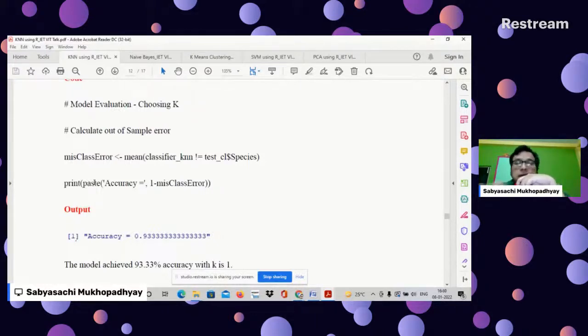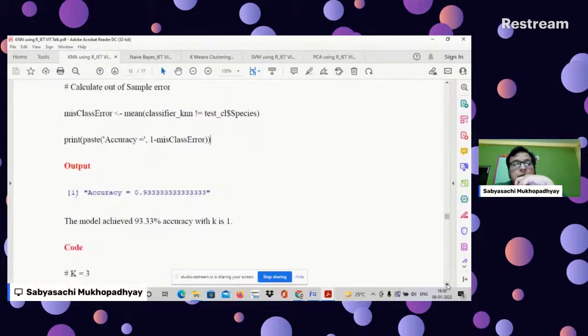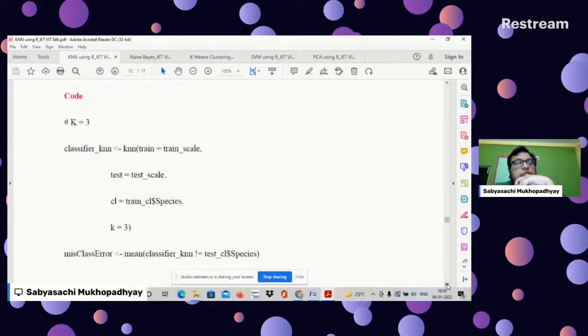Now paste means it will give you the concatenated outcome. That means it will print the way you want to print it: accuracy equals to a certain percentage. Like the way it has printed, accuracy equals to 0.93333 something. So that means at k equals to 1, you are generating an accuracy of 93.33%. Now, in a similar fashion, you can do it for k equals to 3 as well.